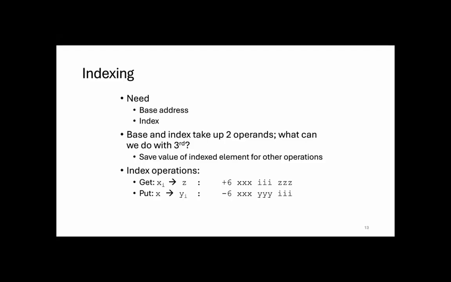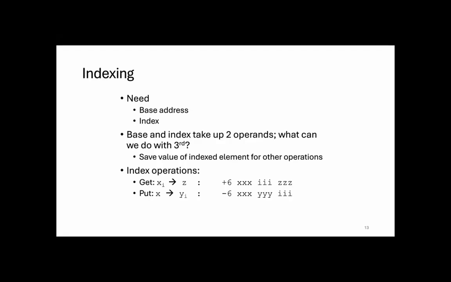What else do we need? We mentioned as well that the existing machine did not allow indexing. So that is one of the reasons we want to have subroutines allowing indexing. So we need to provide a functionality or operation for the programmer to be able to do indexing. When we have indexing, we need a base address and then the index from the base address. So the base and index, basically, that's going to take up 2 operands. And we have to think, what about the third operand that we have? What do we want to do with that?